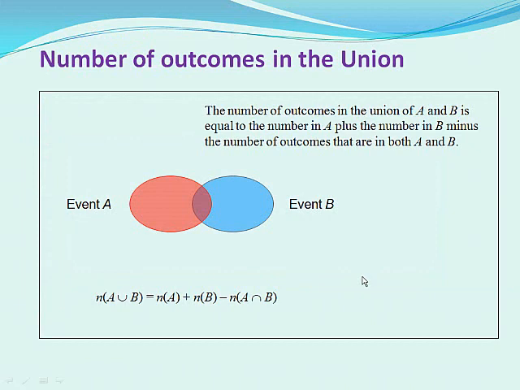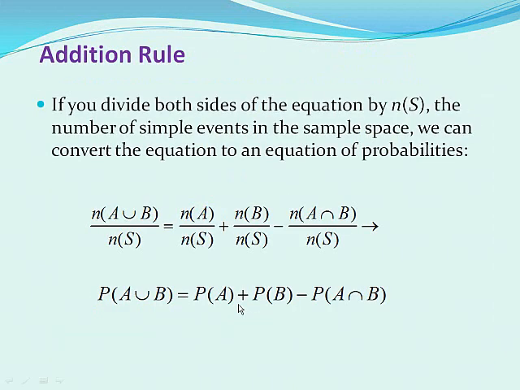Number of outcomes in the union. We already know this counting formula for the union: the number of elements of A union B is the same as the number of elements in A plus the number of elements in B, subtract the number of elements in the intersection. If we divide this by the number of elements in the sample space on both sides, we can convert this counting formula into a probability formula. Probability of A union B equals probability of A plus probability of B minus probability of the intersection of A and B.